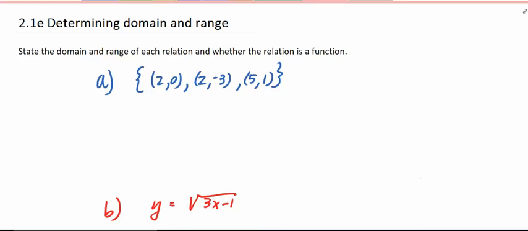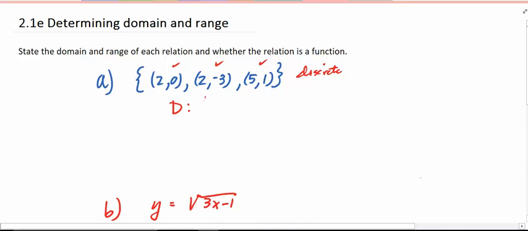We're going to now determine domain and range and whether something's a function from a set and also from an equation. Let's take a look at this first one. It's relatively straightforward. This is actually a discrete relation, meaning they're just individual little points, right? It's not continuous. So let's see, what is the domain of this thing?